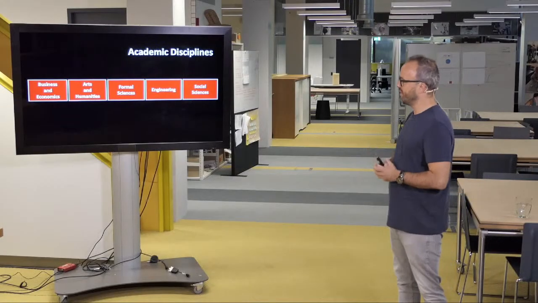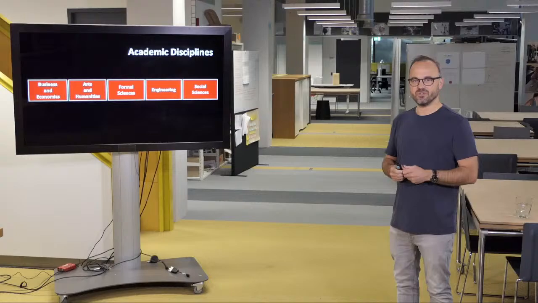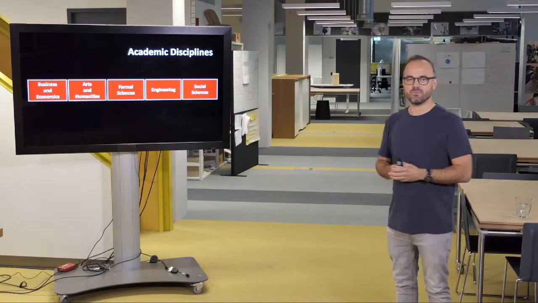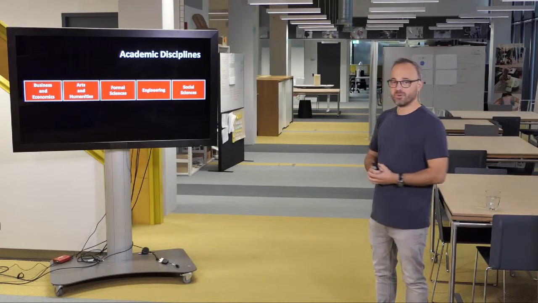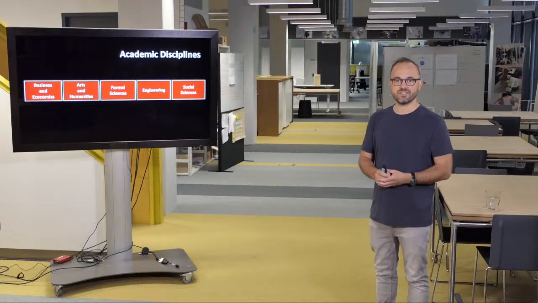So design is a relatively new discipline, and it builds upon a variety of disciplines which designers use, and they use theories and concepts from these different academic disciplines in order to design. So we take these five academic disciplines as the basis: business and economics, the arts and humanities, the formal sciences, such as mathematics, statistics, engineering disciplines, mechanical engineering, electrical engineering, or even chemical engineering, and the social sciences, such as psychology or sociology. And designers use these academic disciplines to build a bridge to design.